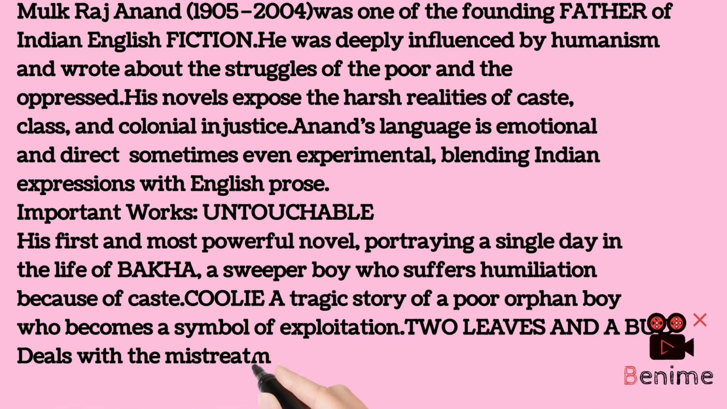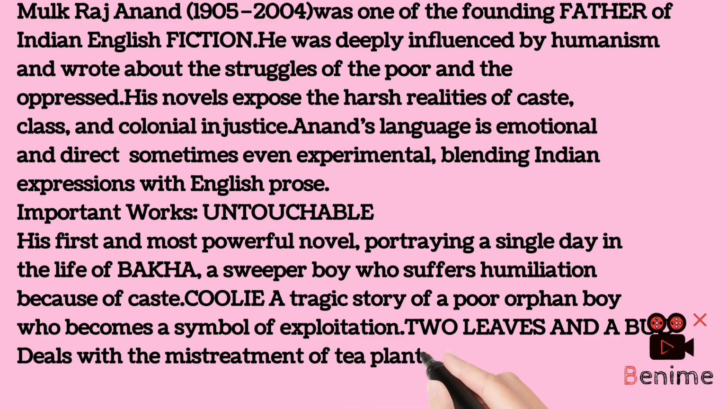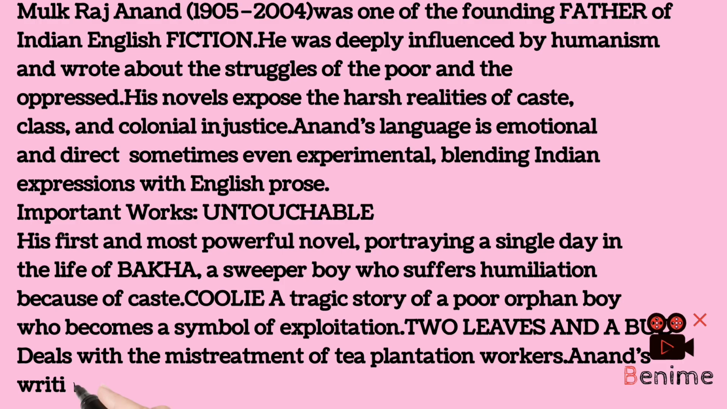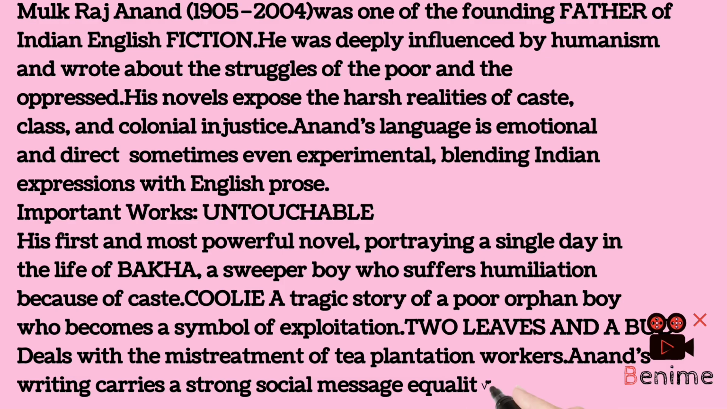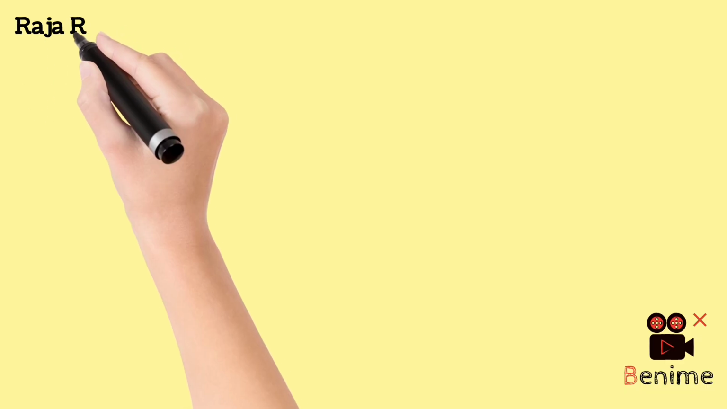His works: Untouchable, his first and most powerful novel, portraying a single day in the life of Bakha, a sweeper boy who suffers humiliation because of caste. And next, Coolie, a tragic story of a poor orphan boy who becomes a symbol of exploitation. Untouchable and Coolie show what he exactly was.